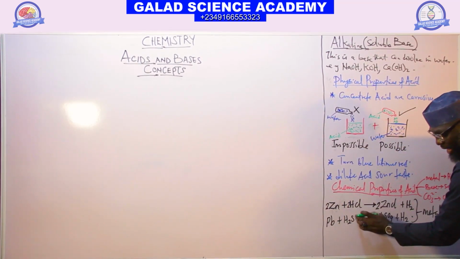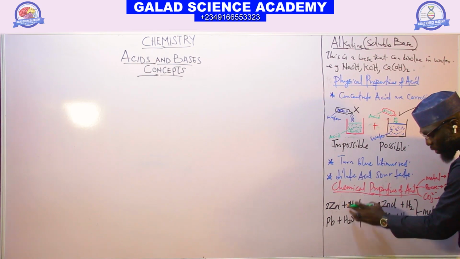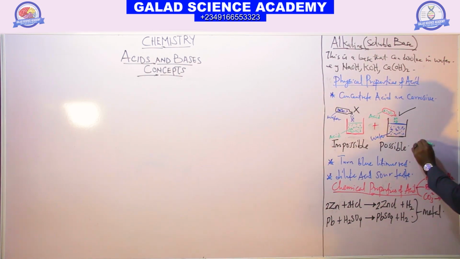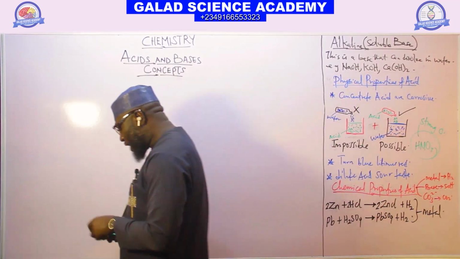Acid, H2SO4, can undergo this reaction, except HNO3. HNO3 cannot react with metal to give hydrogen. Why? Because it is a strong oxidizing agent.